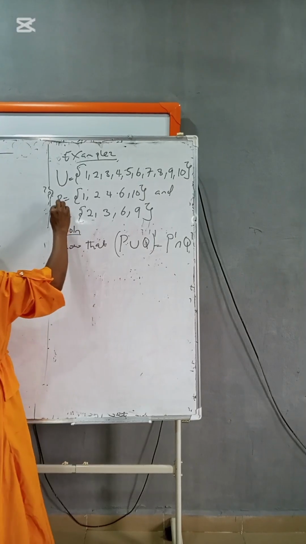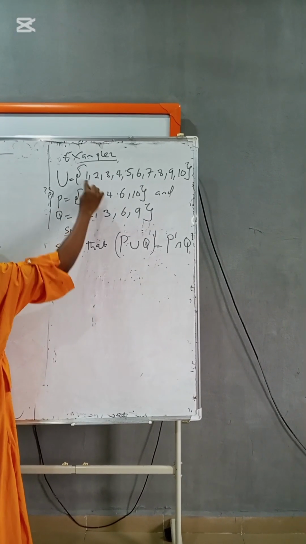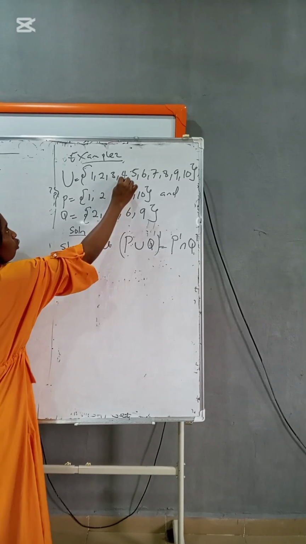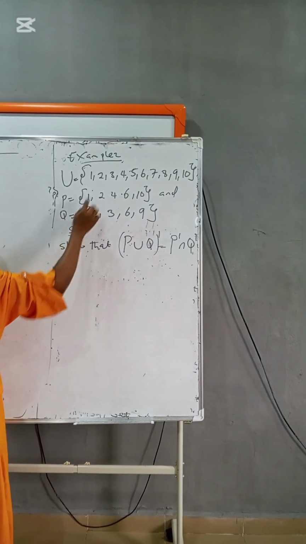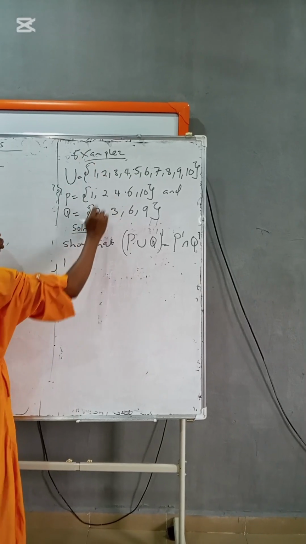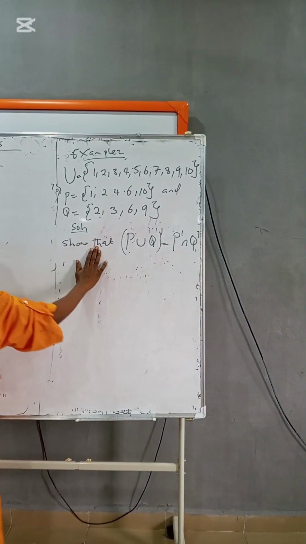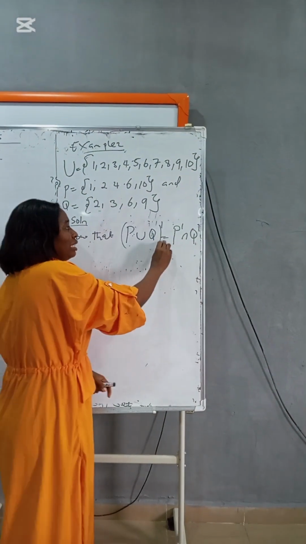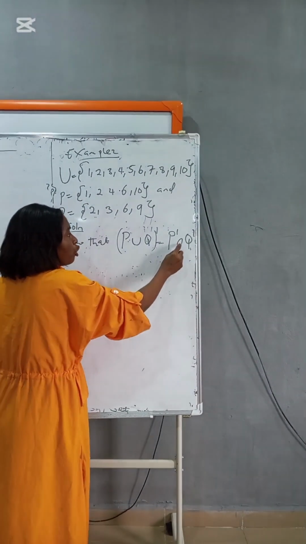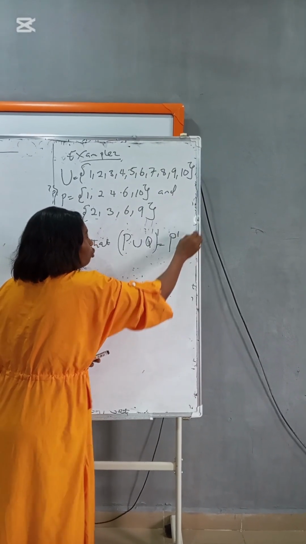So now we have set P. Set P is gotten from the universal set 1, 2, 4, 6, 10. Then set Q is gotten from the universal set 2, 3, 6, and 9. Now they say show that (P union Q) complement is the same thing as P complement intersection Q complement.